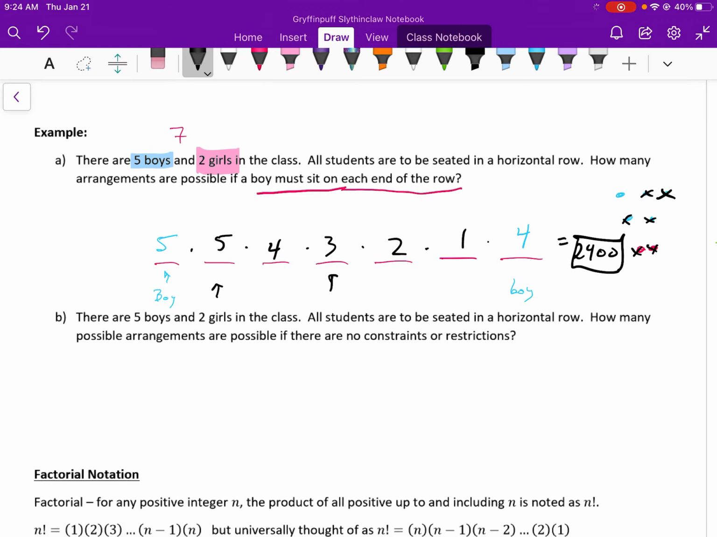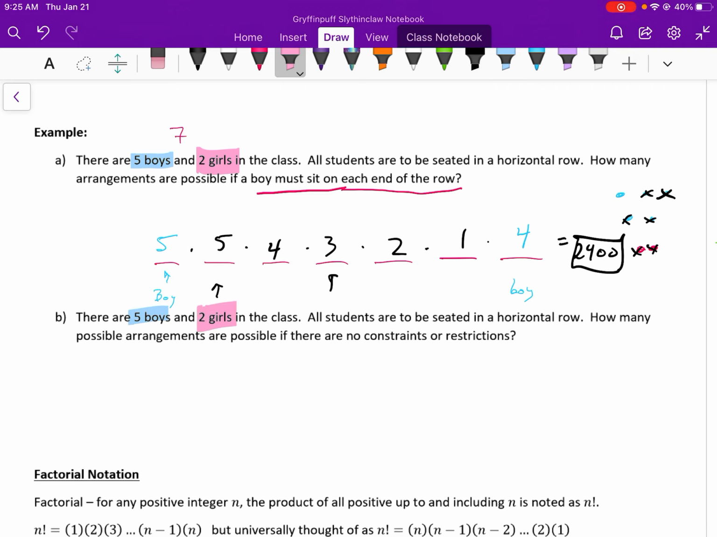And I get 2,400 possible different arrangements. Now, so 5 times 5 times 4 times 3 times 2 times 4. Yep, 2,400. Fair enough. So again, I had a constraint, so I dealt with that first.